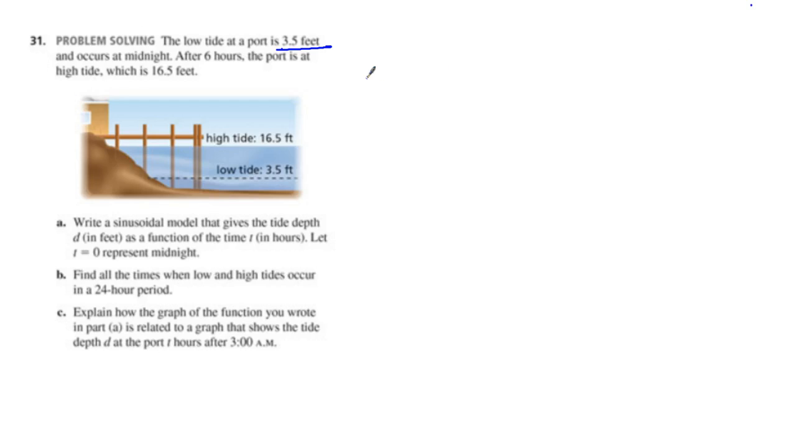So problem solving. The low tide at a port is 3.5 feet and occurs at midnight. After 6 hours is high tide, which is 16.5 feet. Write a sinusoidal model. So a sinusoidal model just means a graph, or a function that gives the depth d in feet as a function of time t in hours.